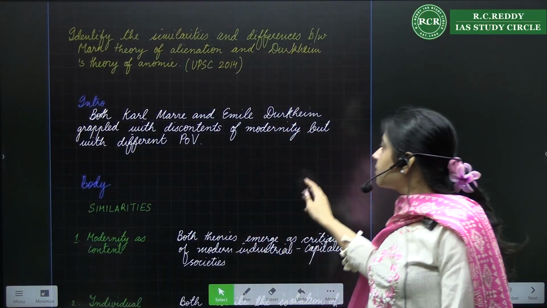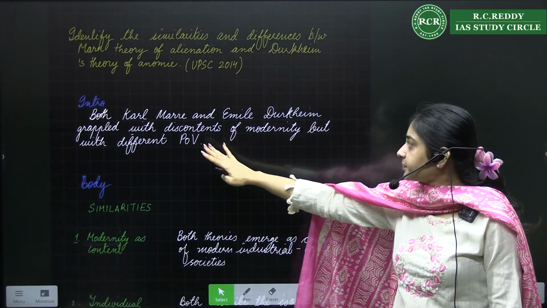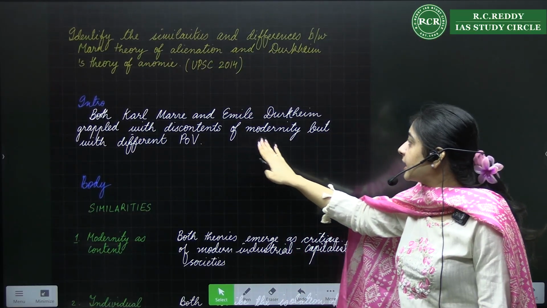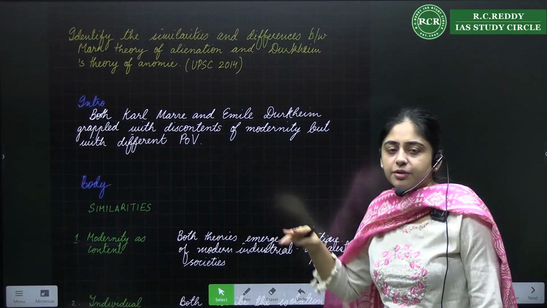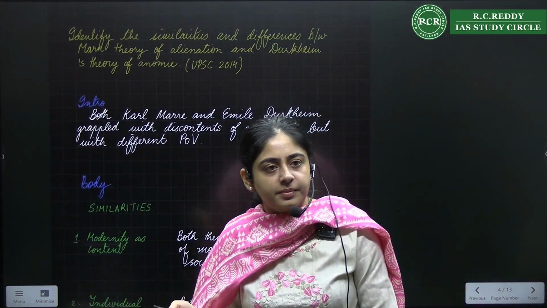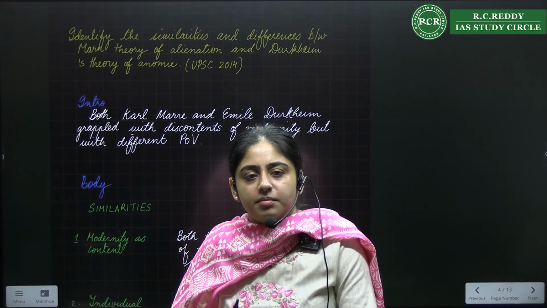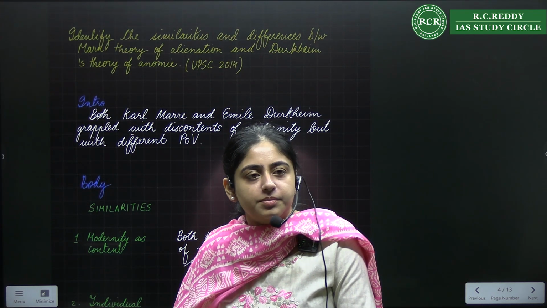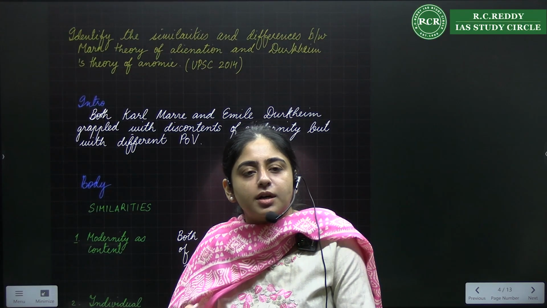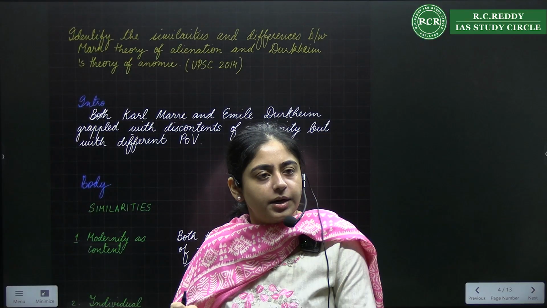Anyhow, coming back. So again, introduction: both Karl Marx and Emile Durkheim grappled with the discontentment of modernity, but with different points of view. Both of them, right? Anomie and alienation were kind of a negative outcome of modern society. So both of them saw it as an outcome of modernity, but with different points of view. So you can write this as an introduction.